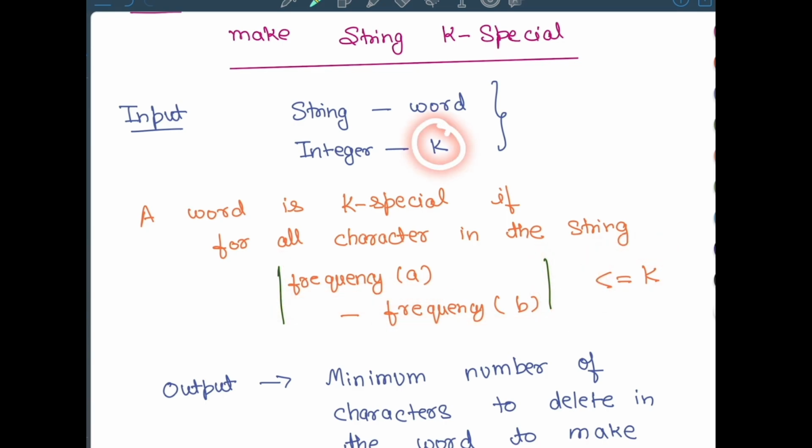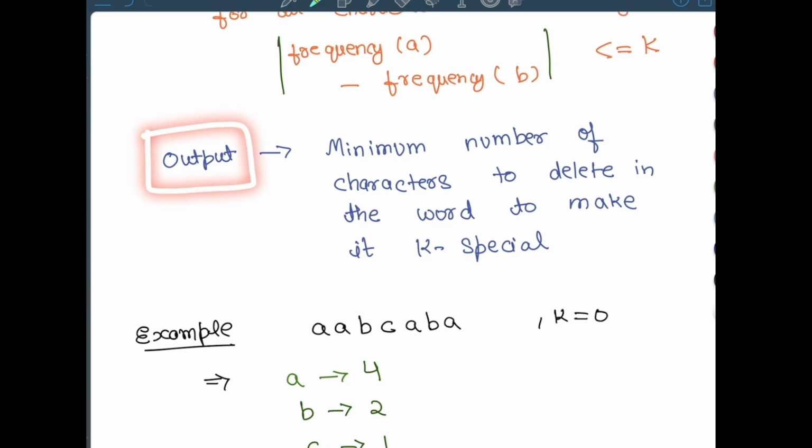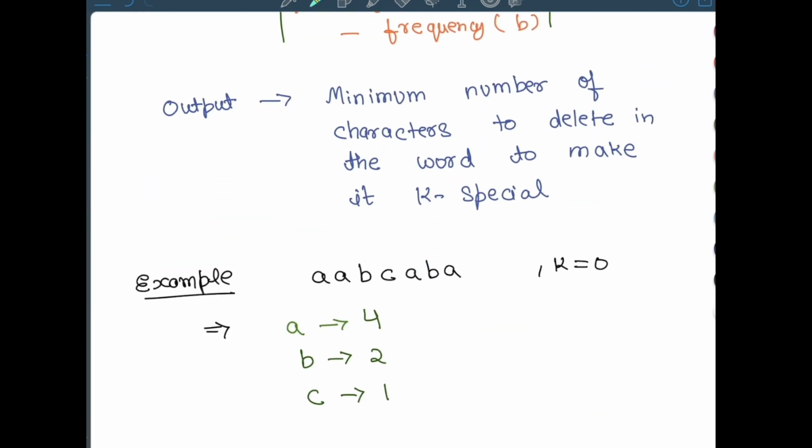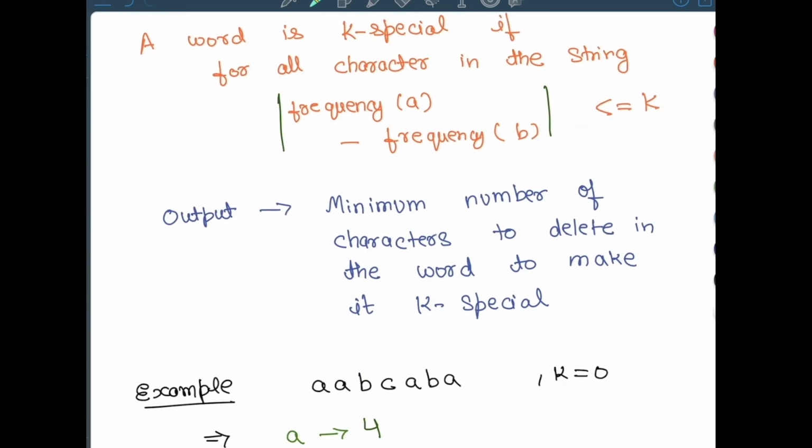This K is given in the input as well. The output we need to give is the minimum number of characters to delete in the word to make it k special. That means we need to transform the word given in the input into a k special word. If you choose any two characters in the word, the absolute difference of their frequencies must be less than or equal to k. Frequency means the count of the number of times a character appears in the word. So we need to make our word k special by deleting a few characters, and find the minimum number of deletions. Now it is clear what we have as input and what we need to produce as output.